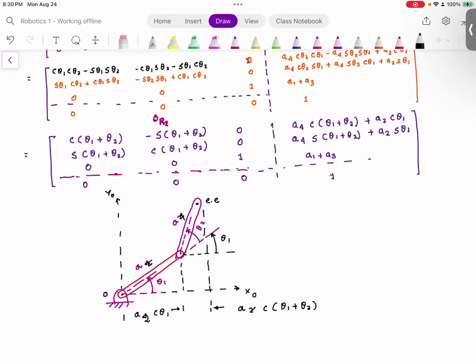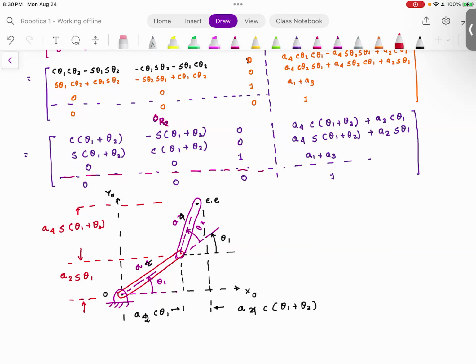a2 cosine theta 2 and a4 cosine theta 1. If you look at the horizontal, since you looked at the horizontal one, let's look at the vertical one. This is a2 sine theta 1 and this guy is a4 sine theta 1 plus theta 2. And your x, y, z is coming out.